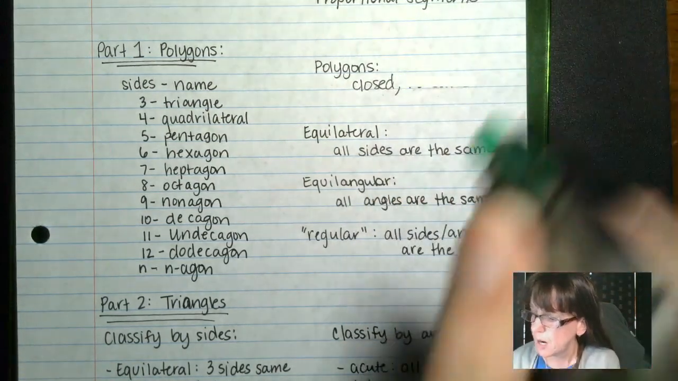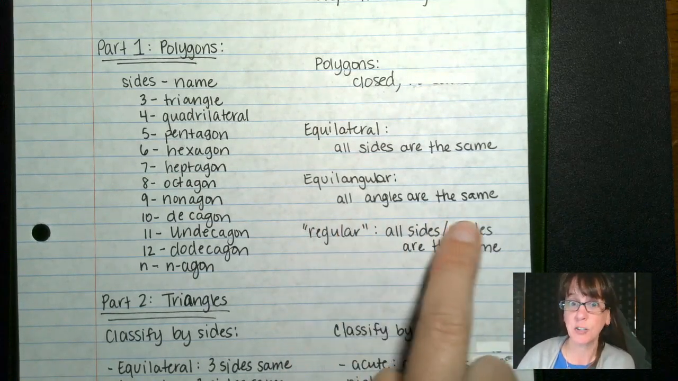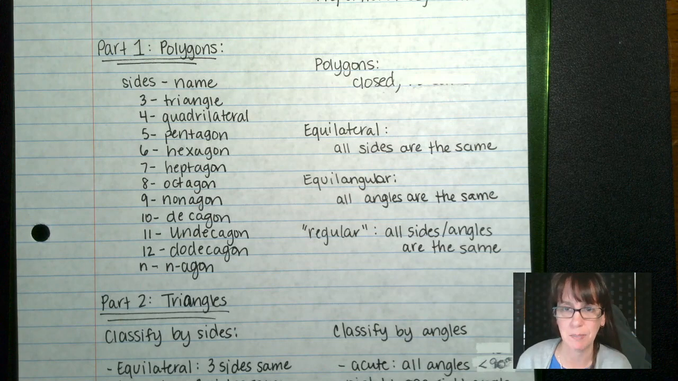Bam. Equilateral means all sides are the same. Equiangular means all angles are the same. Regular just means that all the sides and the angles are the same. So if you have a regular hexagon, that means all 6 sides are the same length and the angles are the same as well.